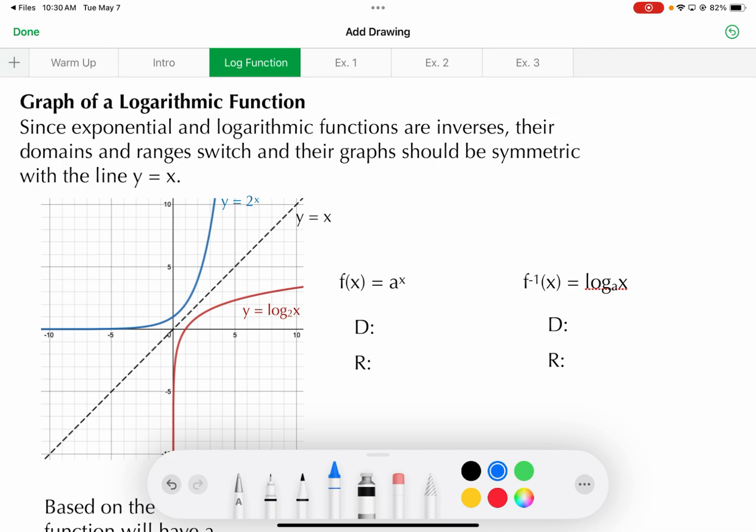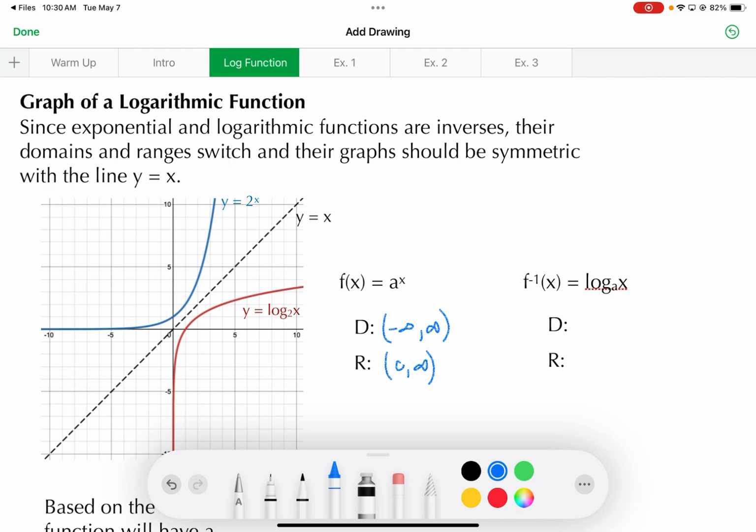So we've got a graph here, in blue, of the exponential function y equals 2 to the power of x. That's something we've already worked with in the past. It's got a horizontal asymptote. The domain of that is all real numbers, and the range is 0 to infinity.